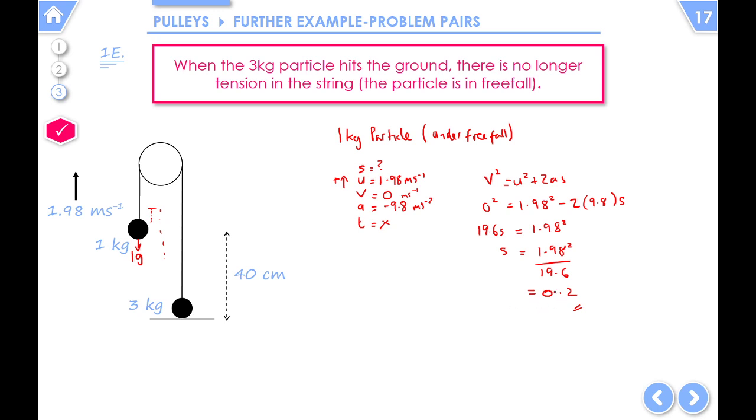Okay. However, we've not quite finished yet, because this 0.2 meters here is how far upwards that particle will travel after the 3 kilogram particle has hit the ground. Okay, so from here we need to go up another 0.2 meters. We're already 0.4 up, so the max height is the 0.4 we were above originally plus 0.2 equals 0.6 meters. Okay, and that's the answer to this question.